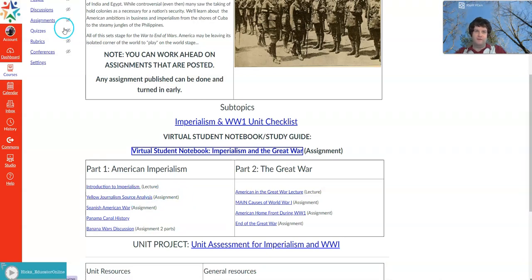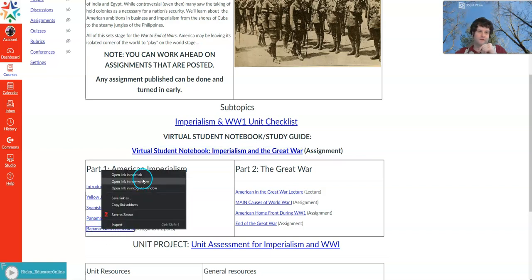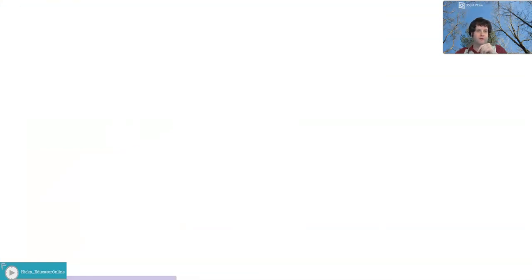For assignments, in part 1, we have yellow journalism and source analysis. You guys are going to be looking at some primary sources on yellow journalism, examples of yellow journalism, and examples of what isn't yellow journalism, so you can tell the difference between the two in this time period. We'll look at the Spanish-American War, which is where the United States will acquire the Philippines, Guantanamo Bay, and places like Puerto Rico. Additionally, we're going to have our first formal discussion assignment. Let's take a look at that. We'll also learn about the Panama Canal.